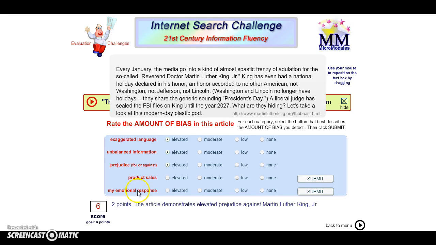Product sales. One of the key factors in identifying bias in a source is whether or not they're trying to sell you something. In this case, no evidence of product sales is identified. Emotional response. This question is simply a question to identify whether you as the reader had an elevated, moderate, low, or no emotional response. In this case, I'm going to choose elevated as the words were strongly used and there was a strong source of prejudice.